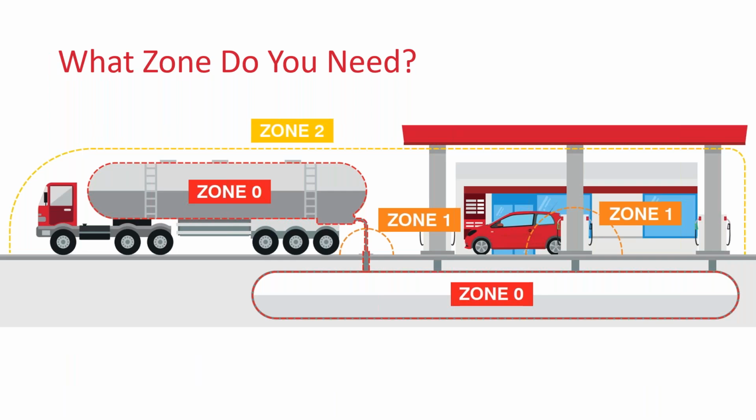And zone 2 exists in a radius outside of the zone 1 area, and here it's outside of the tanker, above the vehicles, underneath the canopy, and here it's the area where the hazard is unlikely to be present in normal operation.